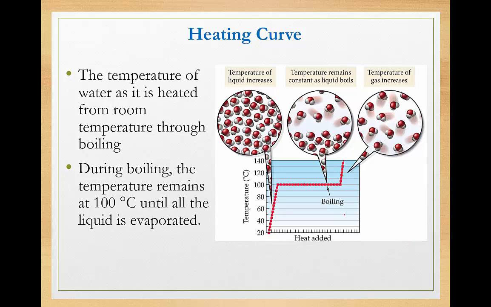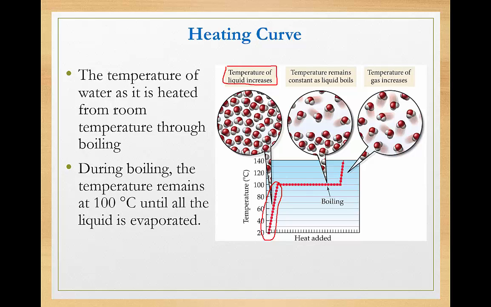So what we can do is represent that as what we call a heating curve. And that is just plotting a temperature in degrees Celsius versus the amount of heat that you're adding to a system. So the temperature of the water, as it's heated from room temperature, so we're assuming room temperature is down around 20 degrees Celsius, and we're going to start adding heat to it until it gets to 100 degrees Celsius. Now notice this part of the curve, what's happening when we do that. What it's doing is causing the temperature of the liquid to increase.